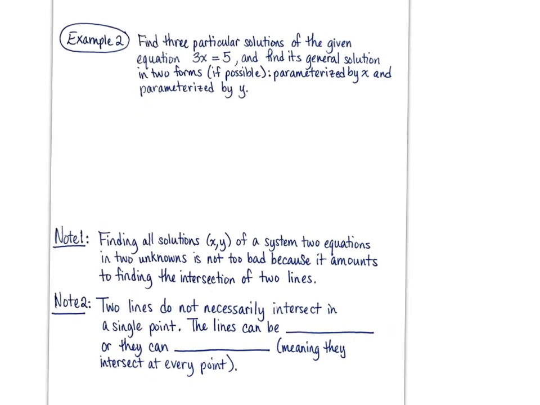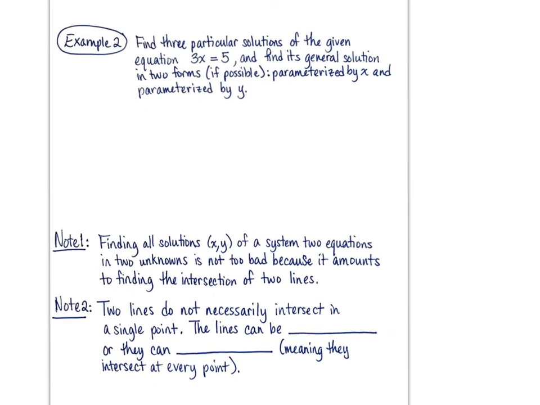Now, for example 2, I want you to find 3 particular solutions of the given equation 3x equals 5 and find its general solution in 2 forms, if possible, parameterized by x and parameterized by y. Would you like a couple minutes to try it? Okay, go for it. So for this particular problem, we're finding 3 particular solutions of the given equation 3x equals 5, and we're finding its general solution in 2 forms, if possible, parameterized by x and parameterized by y.